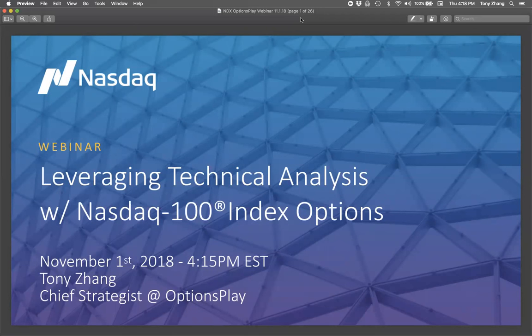And what I want to show you is what form of options trading, or what type of option strategies, are suitable for different forms of technical analysis. After the presentation, I will show you some real examples using OptionsPlay on the Nasdaq-100 Index, showing you how you can play different views of the underlying index with different option strategies.